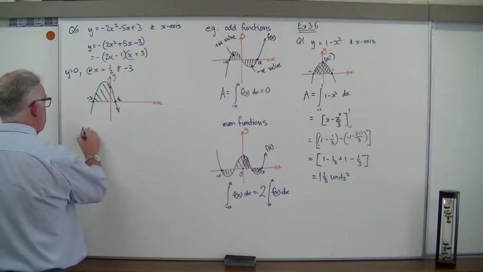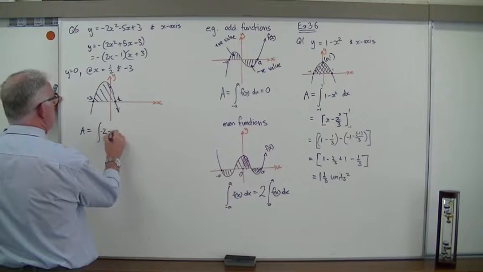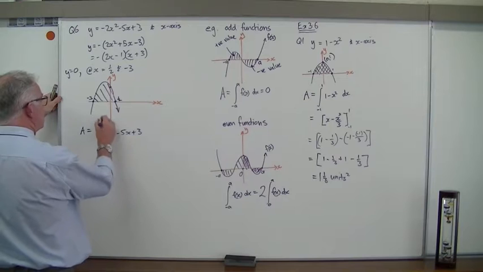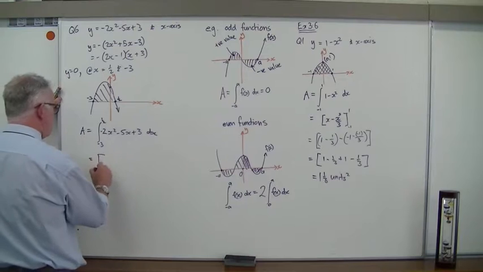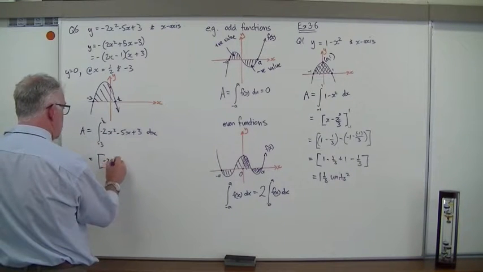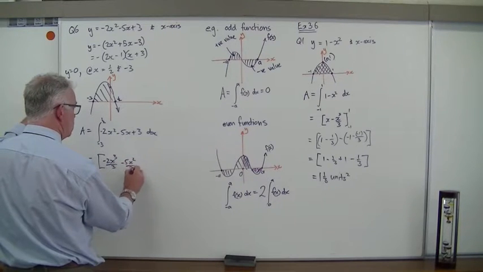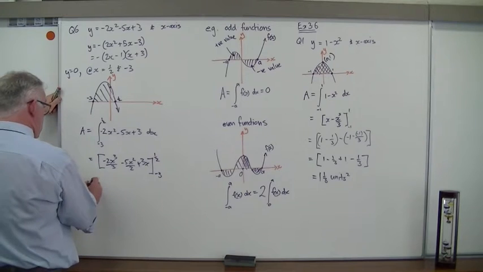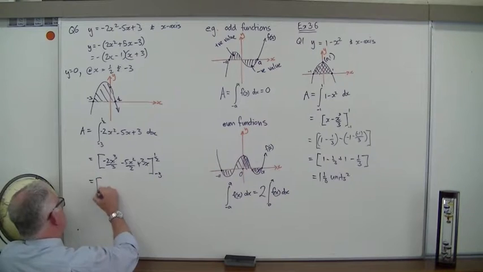So to find the area, it's going to be the integral of minus 2x squared minus 5x plus 3 from minus 3 to a half, all with respect to x. We integrate that and we get minus 2x cubed on 3 minus 5x squared on 2 plus 3x, and the limits are from minus 3 to a half. So next step, we put these values into our expression.